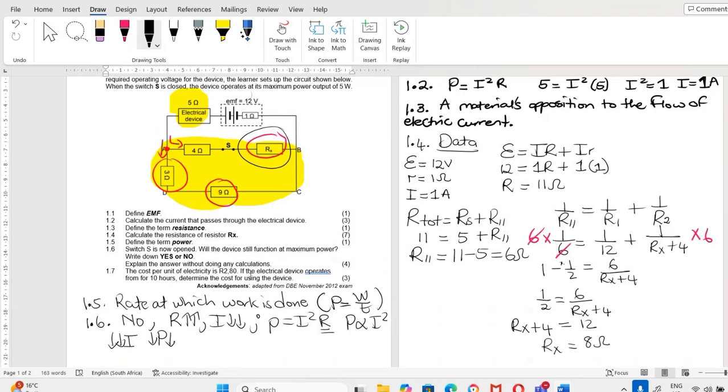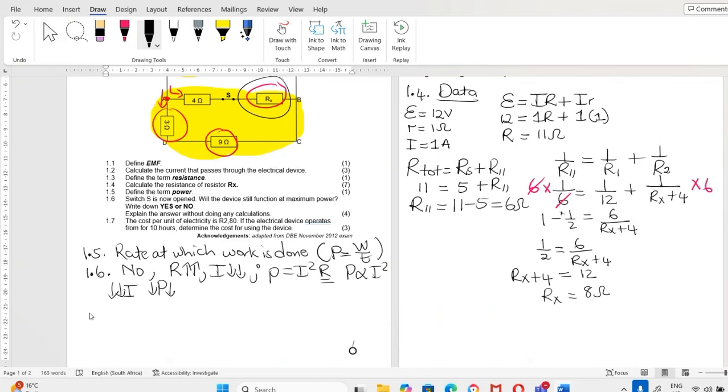And the last question is about the cost of electricity. To calculate the cost of electricity, that's 1.7, cost would be equal to power times the time that you use the device for, multiplied by the price per unit. So the power that we were given earlier on was 5. And remember, the unit is measured in 1 kilowatt hours, which in this case is 2 rands 80. So 1 kWh is 2 rands 80. Your power must be in kilowatts, so you need to divide that by 1,000.